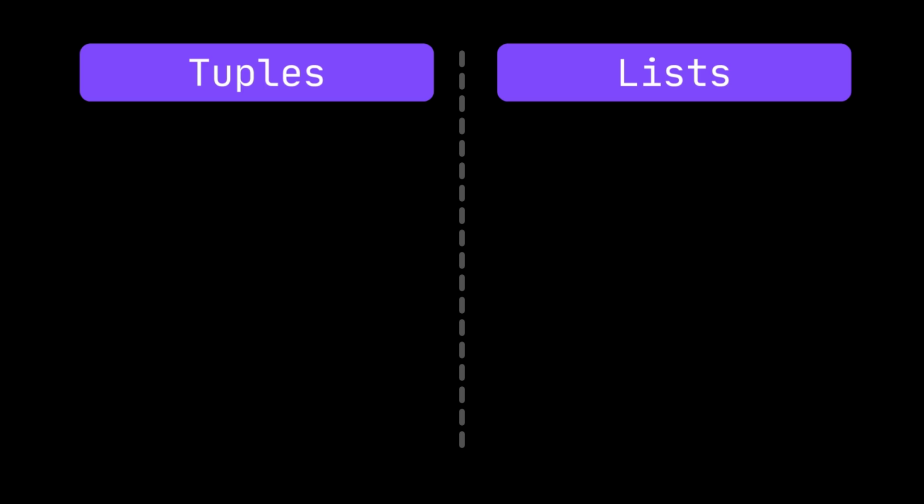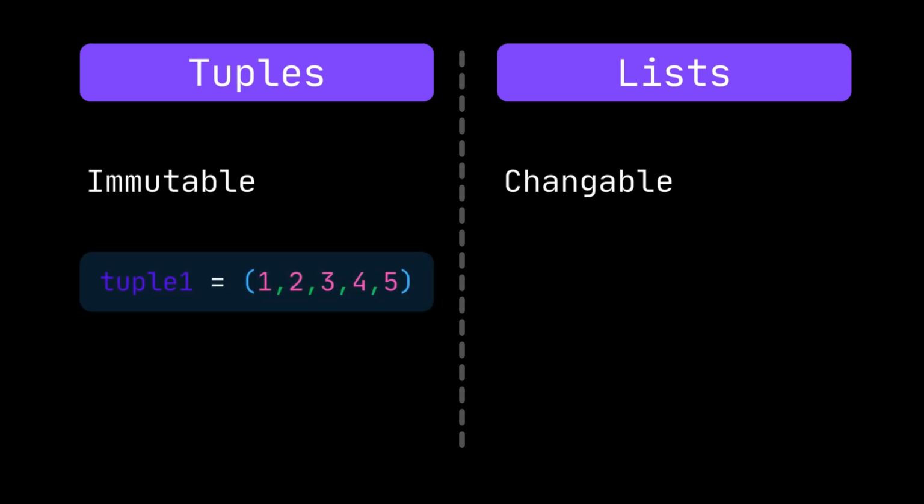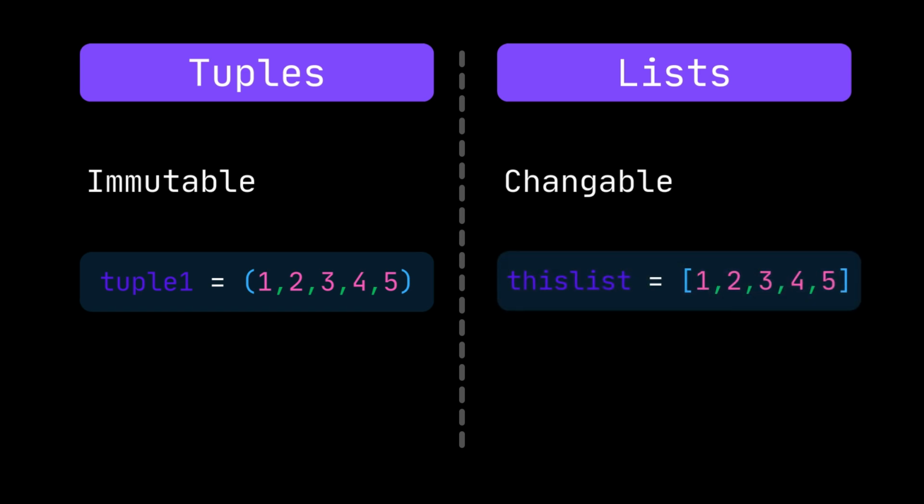Tuples are almost the same as lists, but the difference between lists and tuples is that lists are changeable, but tuples are unchangeable, or immutable. Tuples are written with parentheses, whereas lists are written with square brackets. So whatever we saw in the lists can be applied to tuples.